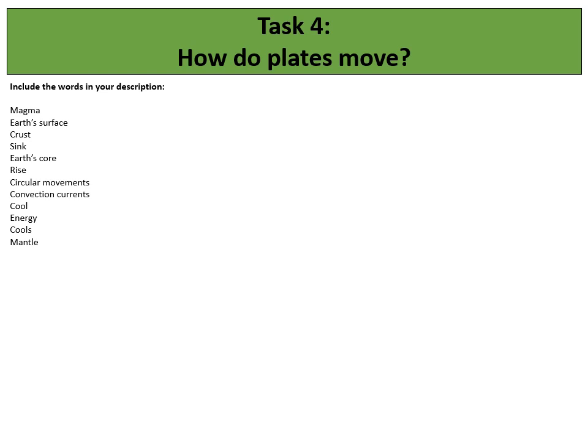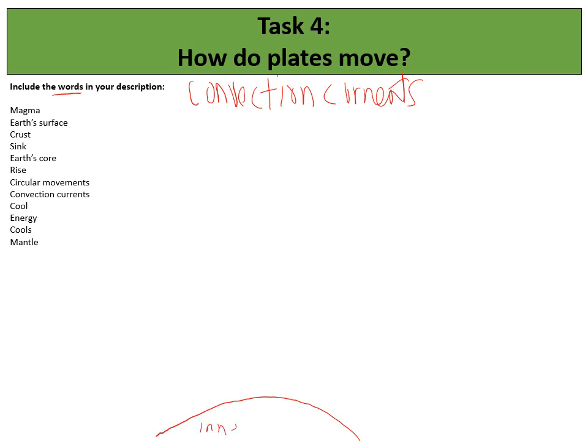Well, for task 4, you need to create a similar diagram to mine and annotate it, making sure that you include all of the keywords that are below. Okay, so you might want to write your title, Convection Currents. Okay, so first of all, we need to add on the inner core. Now, the inner core is known as being as hot as the sun. So it's roughly 3,800 degrees C.